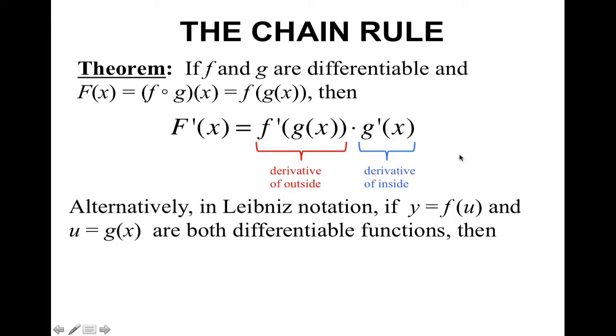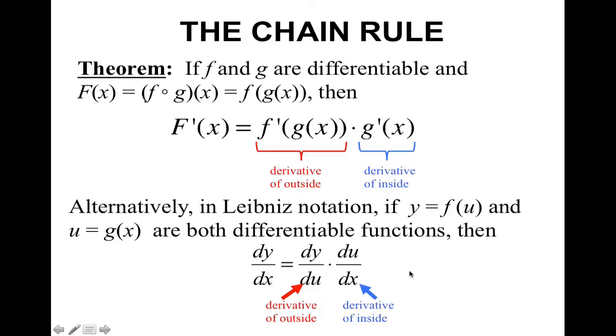And you can also rewrite this using Leibniz notation if you let y equal f of u and u equal g of x, and they're both differentiable functions. So the inner function is u, and the outer function is y, rewritten in terms of u. Then you can say that the derivative of y with respect to x is equal to the derivative of y, the outer function, with respect to u, which means in terms of the inner function, times the derivative of u, so the derivative of the inner function, with respect to x. So derivative of the outside times the derivative of the inside.